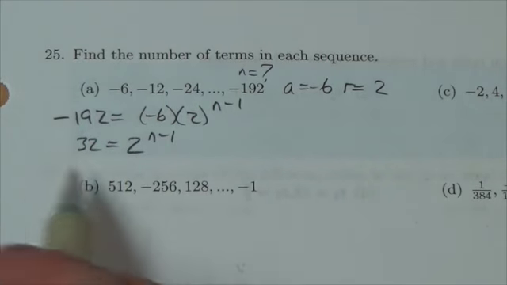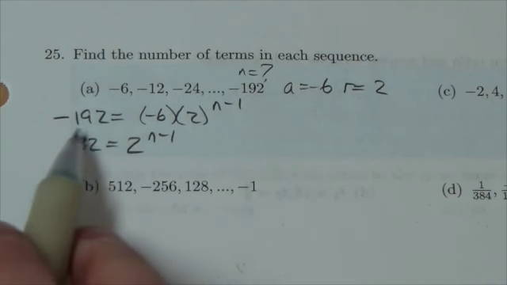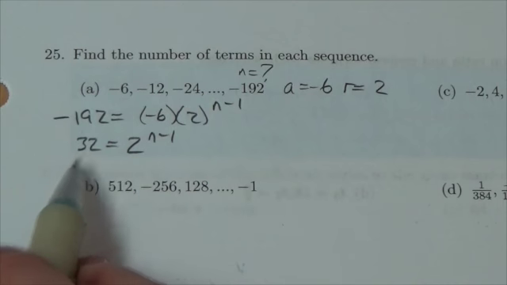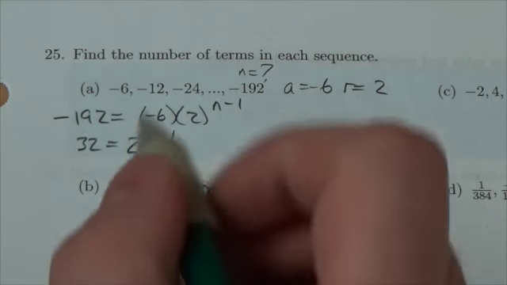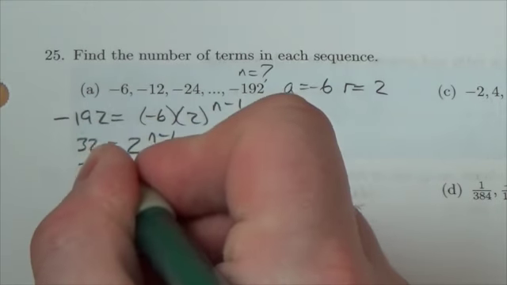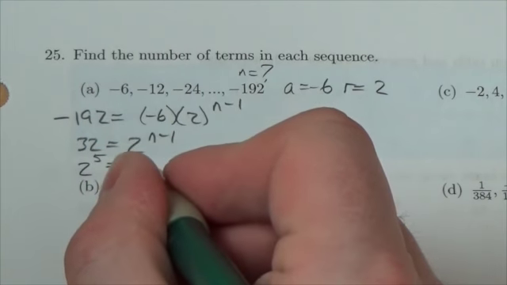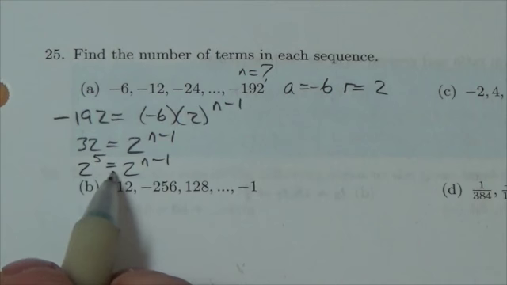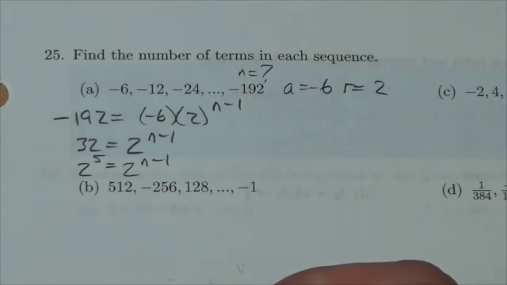Now, what makes it possible for us to solve it at this level is that the number you're going to get on the opposite side of the equal sign here is going to be a power of 2. 32 is, and if you play with it a little bit, you'll see that that is 2 to the 5th. So 2 to the 5 is equal to 2 to the n minus 1.